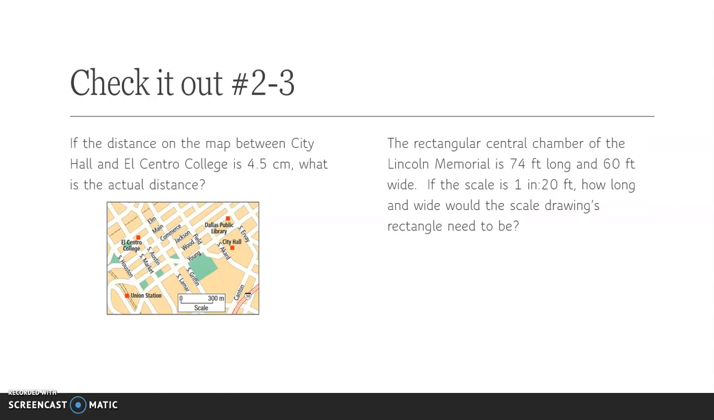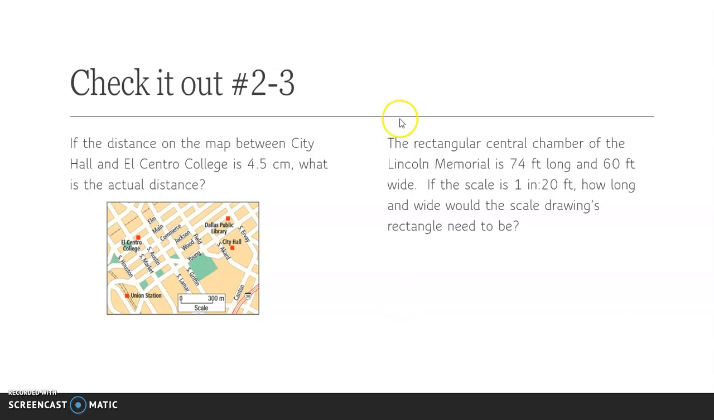So check it out questions numbers 2 and 3. They say if the distance on the map between City Hall and El Centro College is 4.5 centimeters, what is the actual distance? So what I did is I got out my book and I measured this distance from El Centro to City Hall, and I got 4.5 centimeters. So in your homework, you're going to have to measure yourself. So make sure you have a ruler around. If you don't have one, please send me an email and we'll see if we can come up with a solution. Okay, check it out.